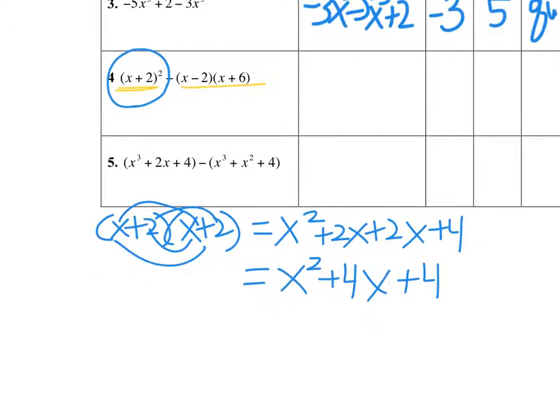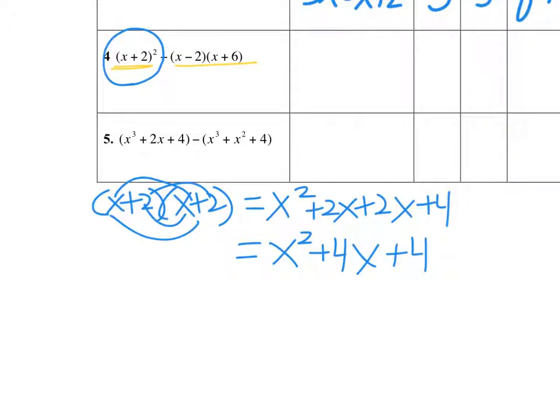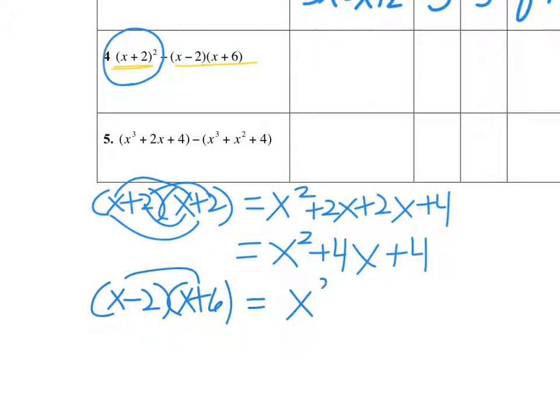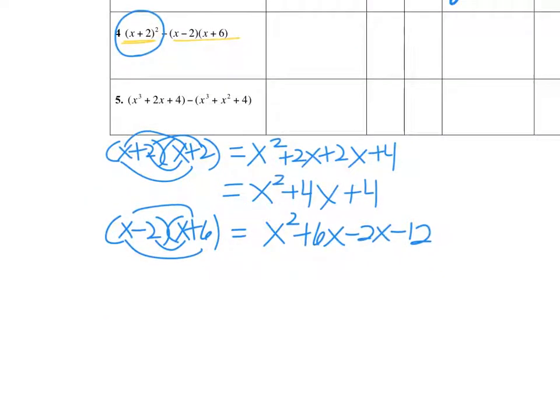Now I need to take the other two and FOIL them out. So I have x minus 2 times x plus 6. Okay, so let's FOIL again. It's not hard, it just takes a while and you're probably mad and stuff, but whatever. All right, x times x is x squared. Outside gives me 6x. Inside is negative 2x. And my last term is negative 12. So I end up getting from that x squared plus 4x minus 12.